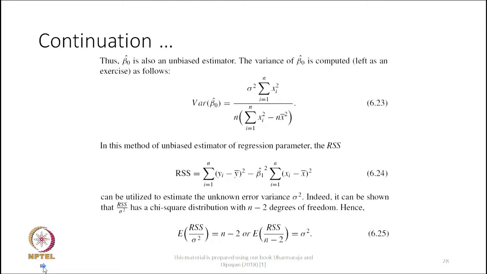So, now one can compute the residual sum of squares, which is what I have written on the right hand side in equation 6.24. That can be utilized to estimate the unknown error variance sigma square. The residual sum of squares divided by sigma square is going to have a chi-square distribution with n minus 2 degrees of freedom.